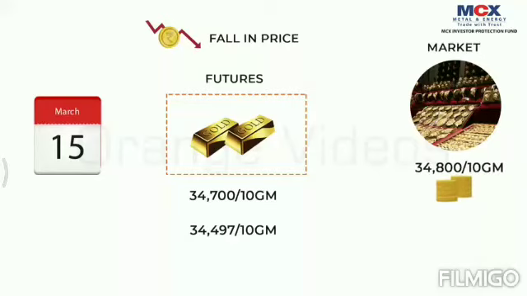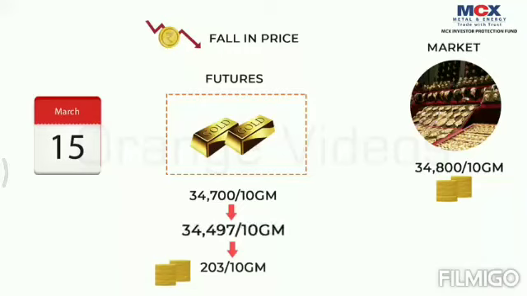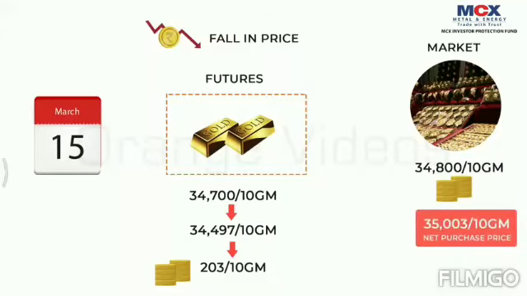Cash flow from the futures market transaction stands at a loss of Rs 203 per 10 grams, that is 34,497 minus 34,700. Net purchase price of Rs 35,003 per 10 grams, that is Rs 34,800 plus Rs 203 as locked in. The jeweler makes a notional profit on the spot but makes a loss on the futures contract.